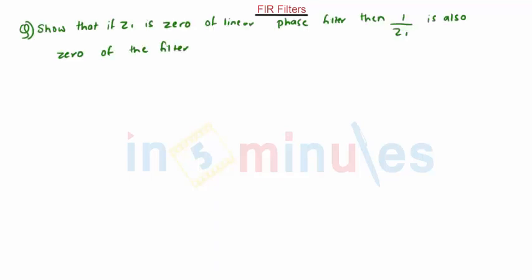In this video, we are going to solve some sums based on FIR filters. So the question is, show that if z1 is a 0 of a linear phase filter, then 1 by z1 is also a 0 of that filter.